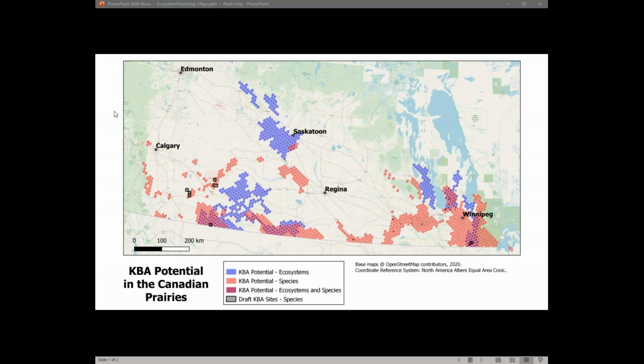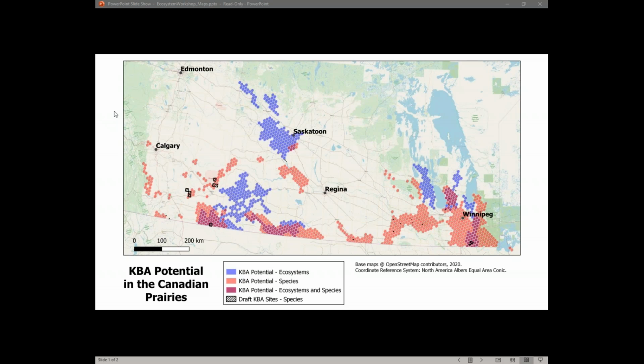So these are all of our species. They don't include birds on this map. We had separated those out at first. Yeah, so you can see some of the areas where there is overlap. If you look at those darker, the black areas, those are areas specifically that are related to species that have triggered a potential KBA.